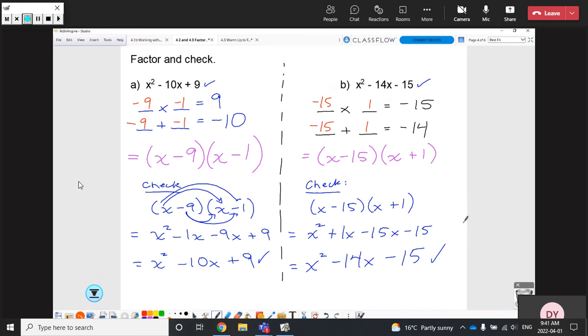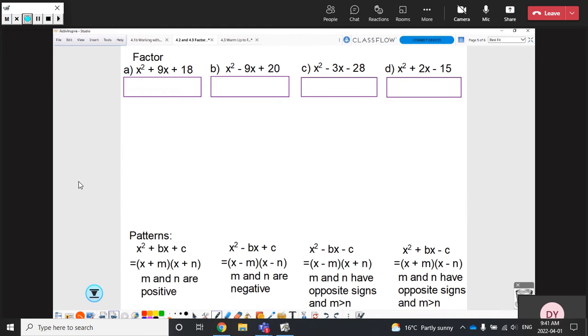Okay. Try these 4 on your own. Give them a shot. Not sure how you want to do it. Some of you could just do it all in your head. Some of you want to write down the math sentences. Others maybe want that sum and product chart, right? The table, rather. Any method is going to work.